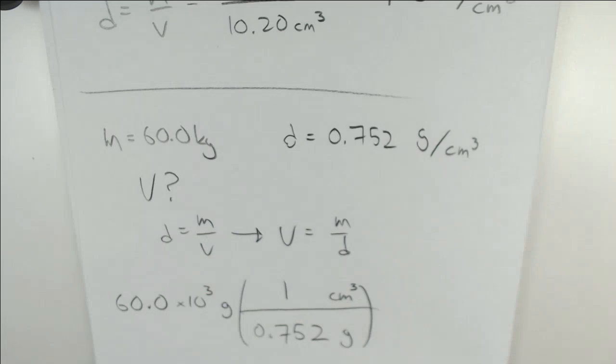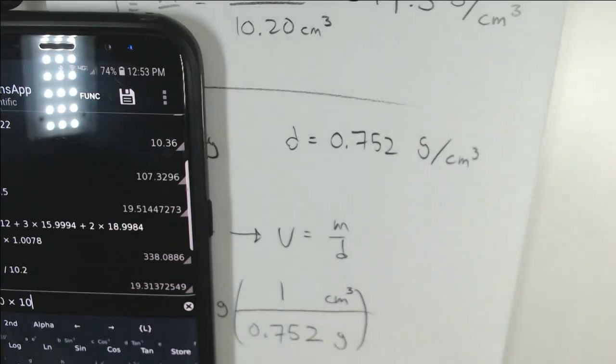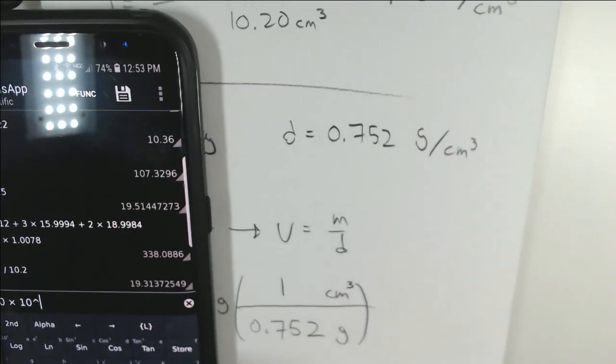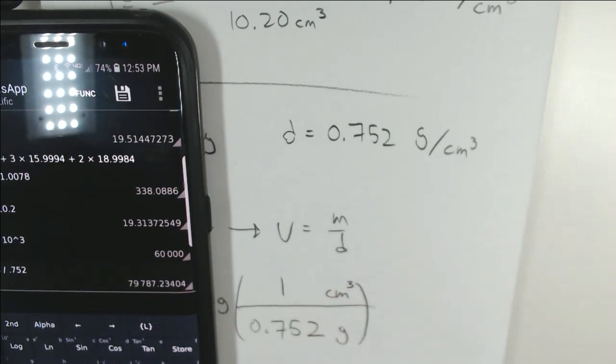Either way is fine, but you may notice here, if you compare it to the original setup, I am technically doing the exact same thing, right? I am taking mass divided by density. All right, so then we have 60 times 10 to the 3. That was your kilogram term, and then go ahead and divide that by 0.752. And I'm getting that number there, the 79, et cetera, et cetera.